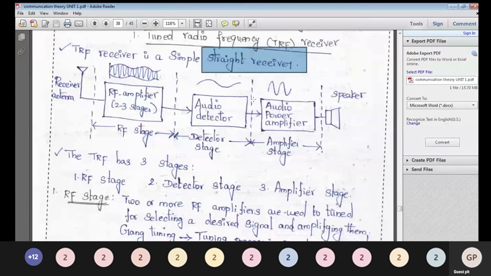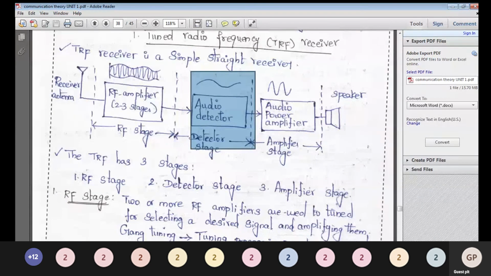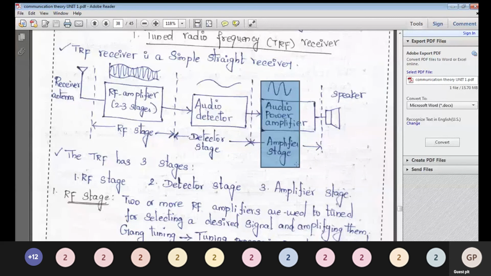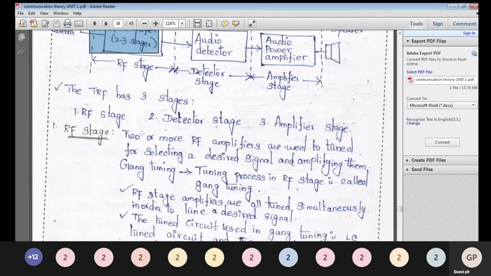See the block diagram of this receiver. Then we will see the blocks one by one. First, the receiving antenna is available here. Our next block is the RF amplifier stage, next the detector stage, the audio detector stage, and third the amplifier stage. So three stages are here in the block diagram. Finally we have a speaker. Speaker means the final destination is there. First one is the RF stage.